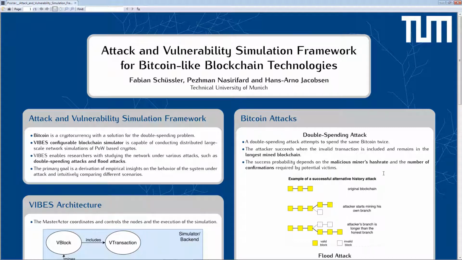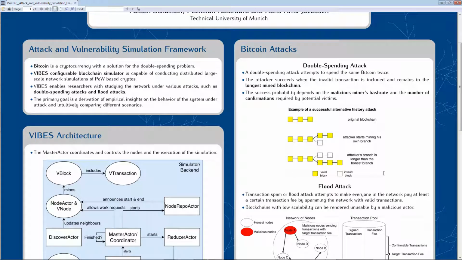It is capable of conducting large-scale blockchain simulations. The main goal of Vibes is to derive empirical insights on the behavior of the system under attack, and to examine the effects of changes to configuration parameters on the Bitcoin network. The Vibes architecture has two parts.